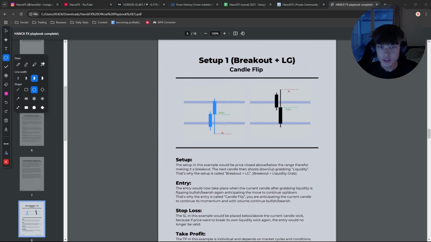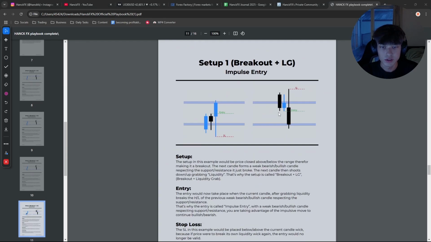Look at this. This is the continuation. Okay, it's actually easier to look at the impulse entry right here. This is the continuation right here. This is the consolidation right here. This is the liquidity grab right here. And we take advantage of that continuation, pushing up in the overall direction, which in this case is bullish, right? Want to see sell side get liquidated in a bullish trend, buy side get liquidated in a bearish trend, right? It is literally so simple.